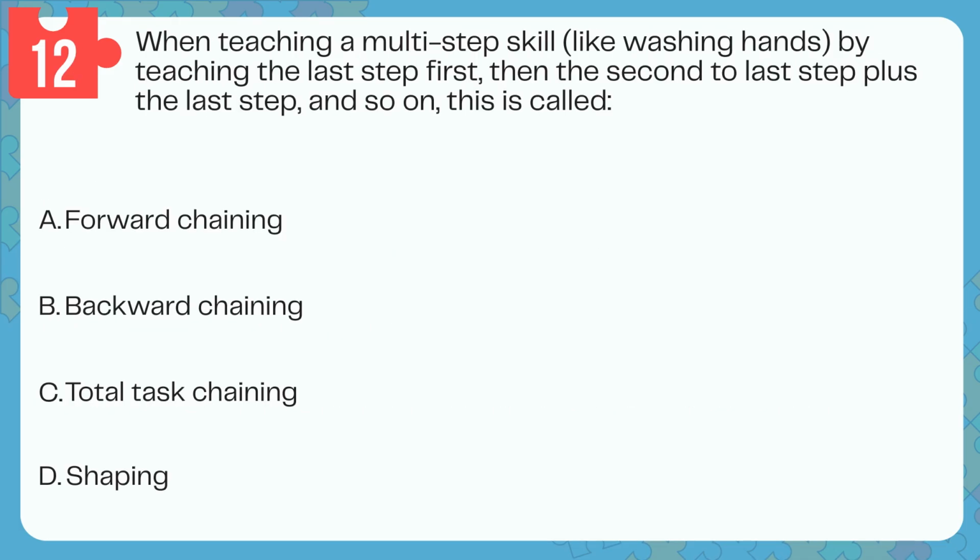Question 12. When teaching a multi-step skill, like washing hands, by teaching the last step first, then the second to last step plus the last step, and so on, this is called A. Forward chaining. B. Backward chaining. C. Total task chaining. D. Shaping.